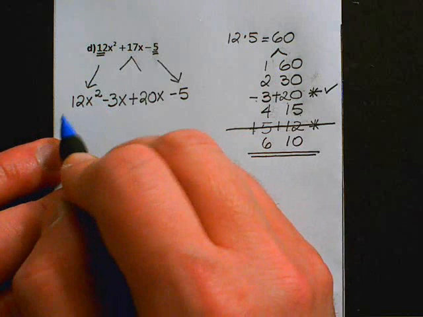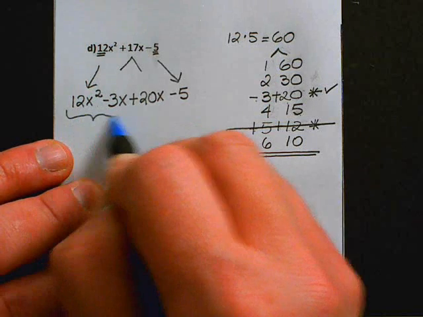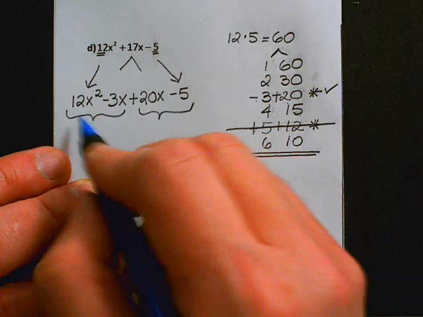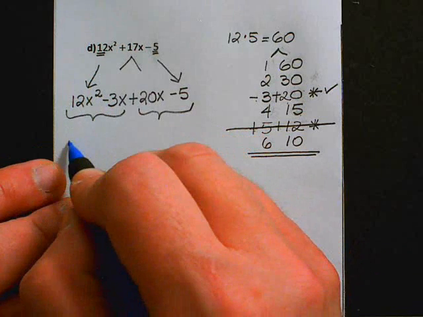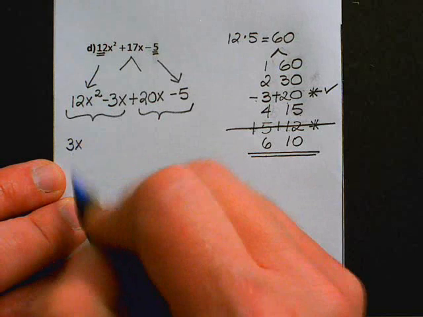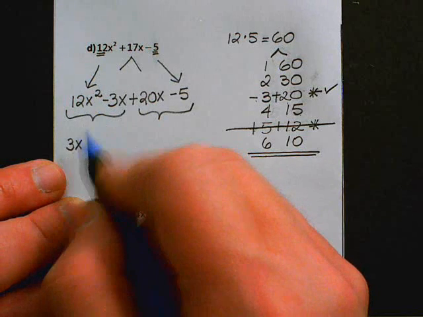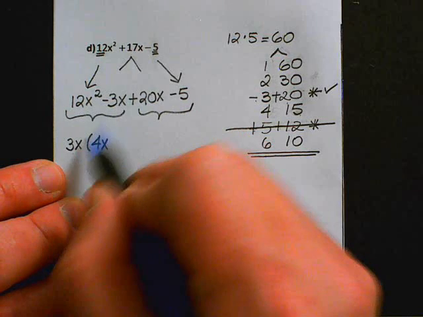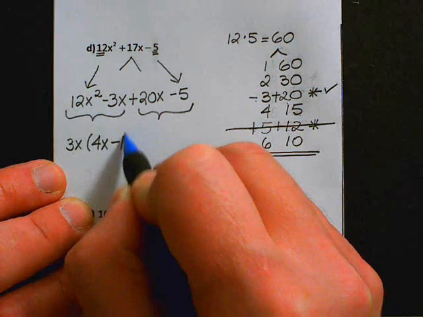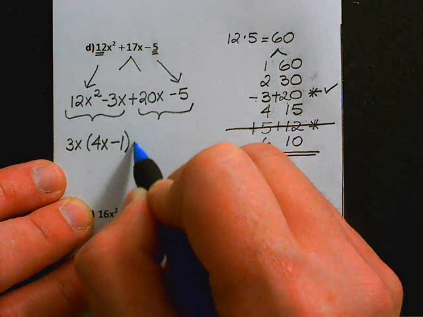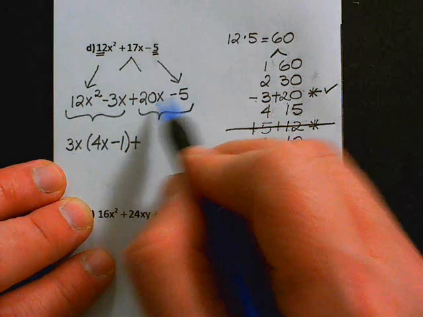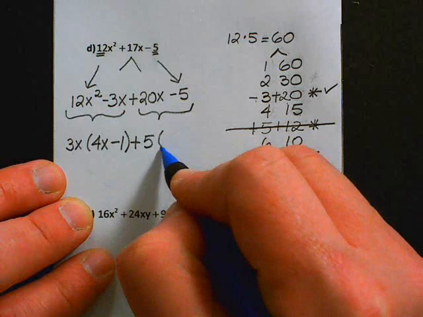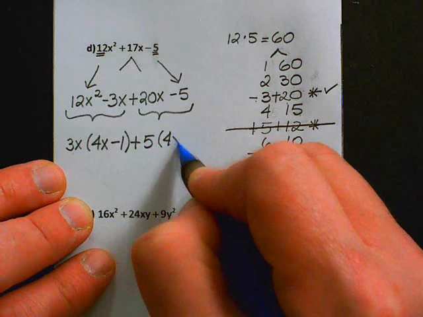Alright, now that I have that, I'm going to group them, and I ask myself, what can I factor from the first two? The answer is 3x. So 12x squared divided by 3x is 4x, and negative 3x divided by 3x is negative 1. And I'm going to bring down the positive. What can I factor from 20x and 5? The answer is 5. So 20x divided by 5 will be 4x, and negative 5 divided by 5 is negative 1.